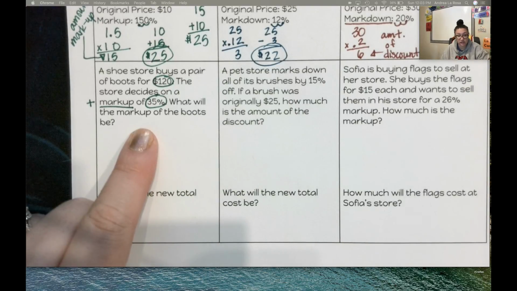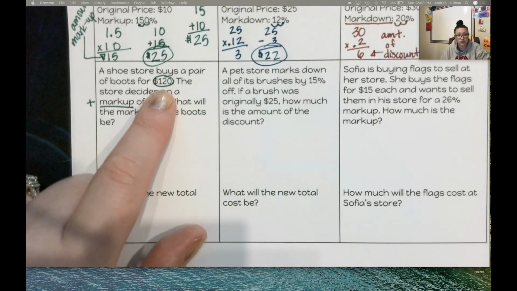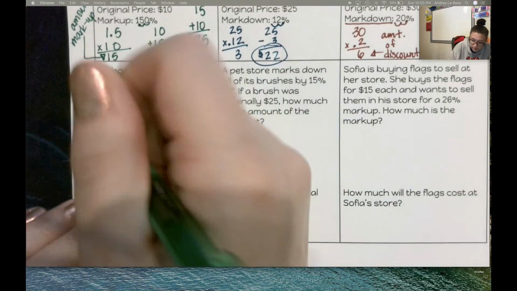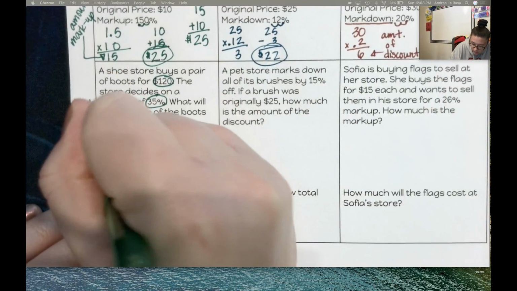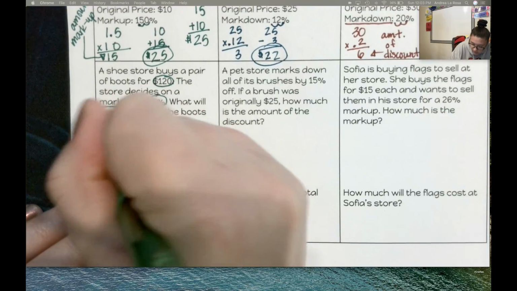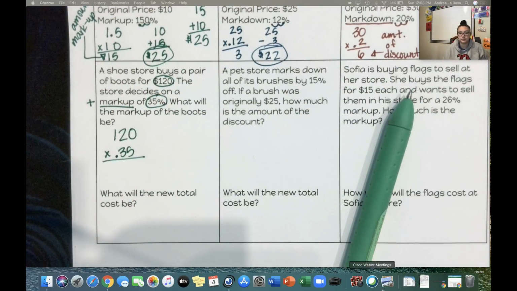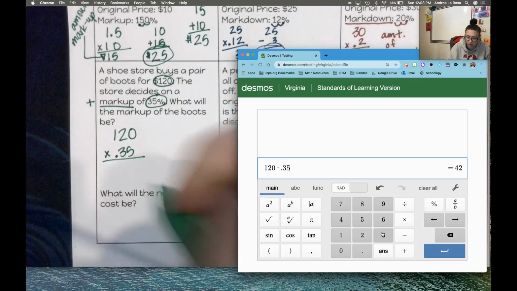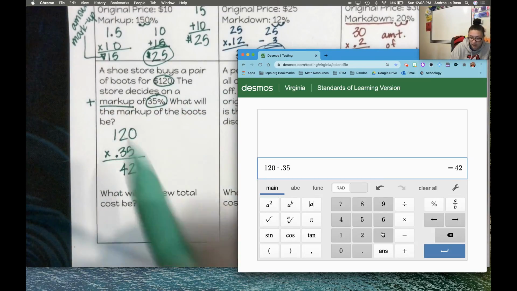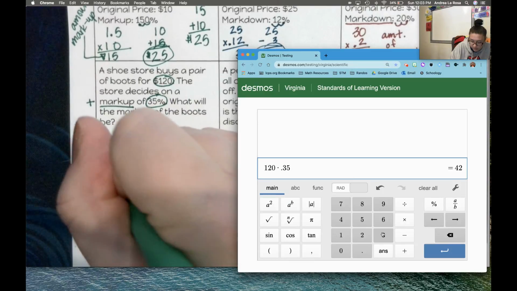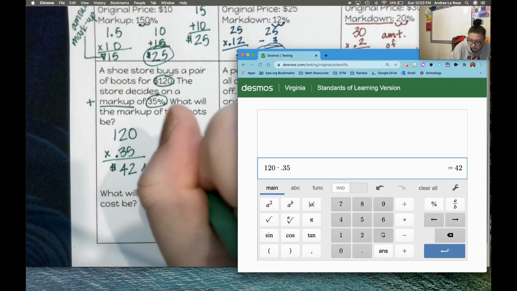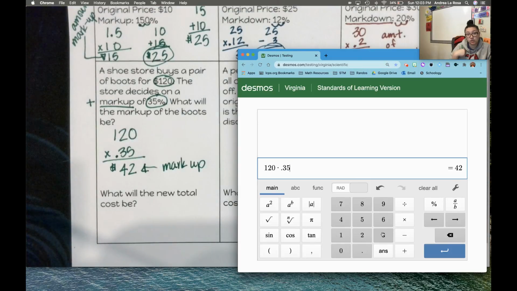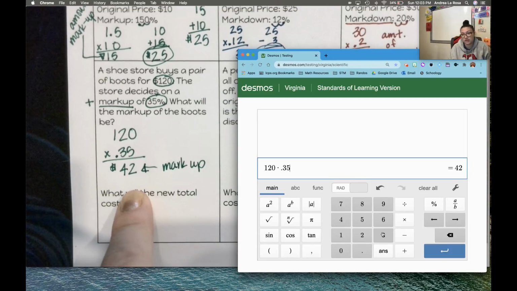So all I need to do for this first part is take my $120 times that 35%. 35% as a decimal is 0.35. If I type it in my calculator, $120 times 0.35 gives me $42. So that means the markup is going to be $42. I, as a store owner, am going to make $42 when I sell that pair of boots.